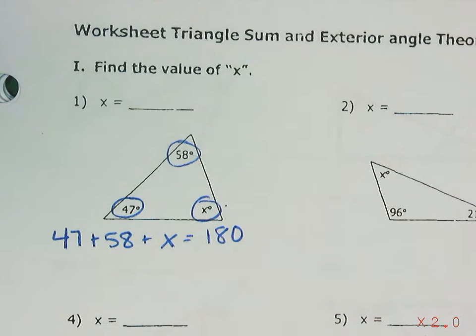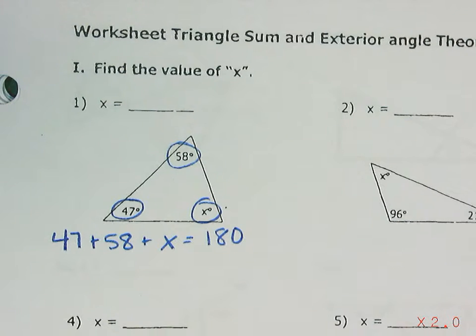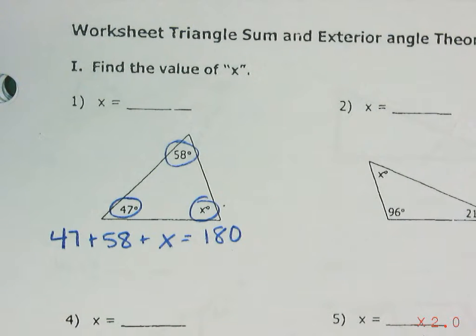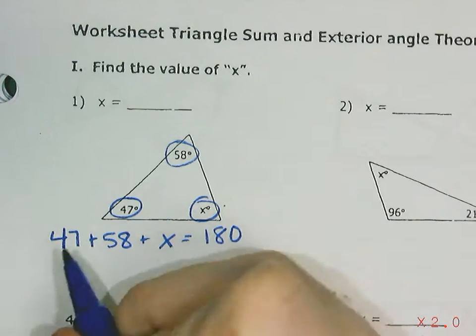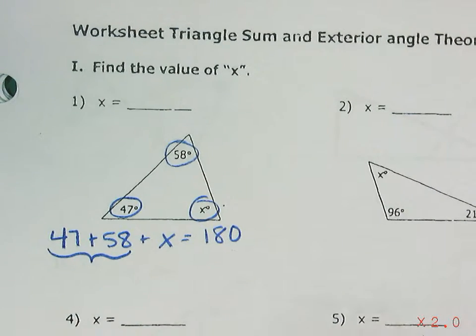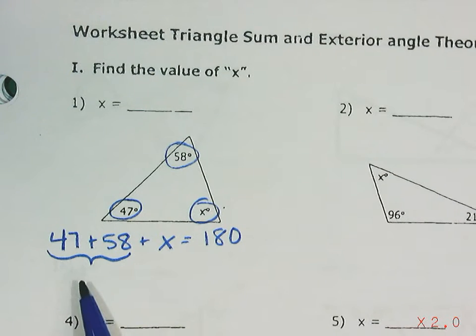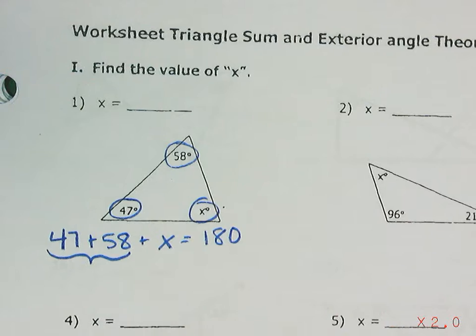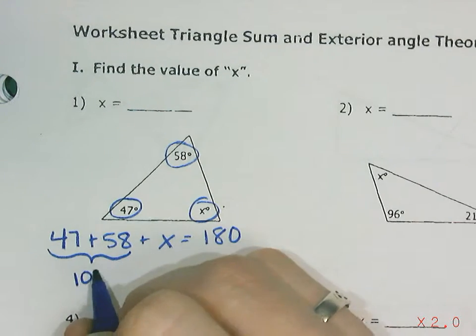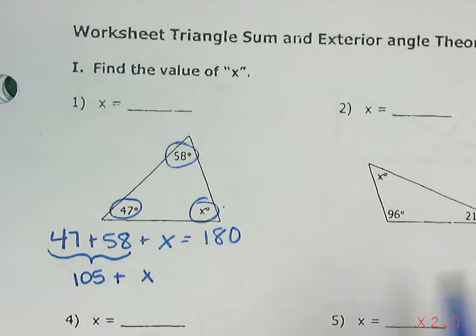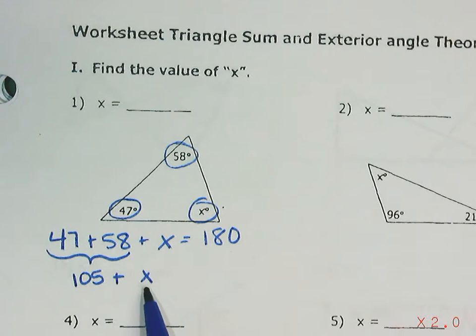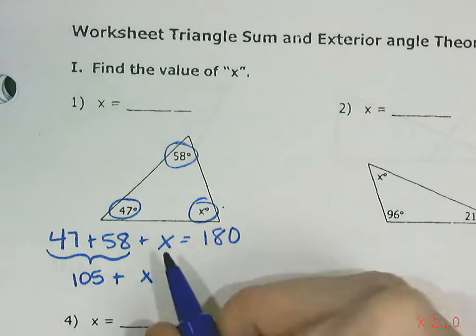So 47 plus 58 is 105. So we're going to combine these like terms. Remember, the reason we can combine them is because there's no x on either of these terms, so they are like terms. And then the x we have to leave on its own because since it has an x, it's not a like term.